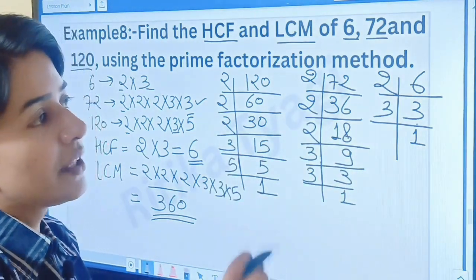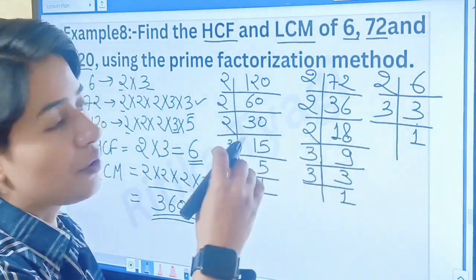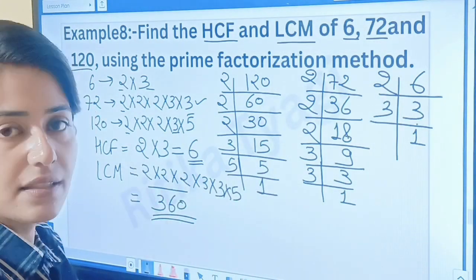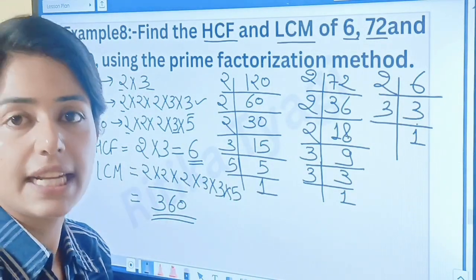So in this question, we first factorize 6, 72 and 120. Then finding their HCF, we get 6, and finding their LCM, we get 360.